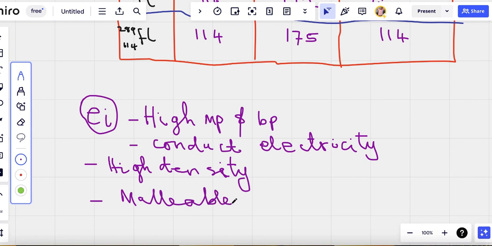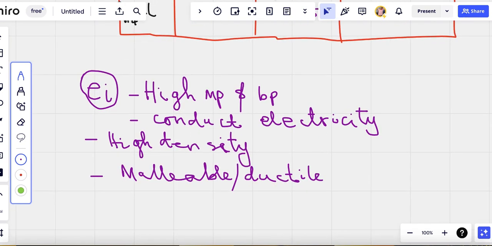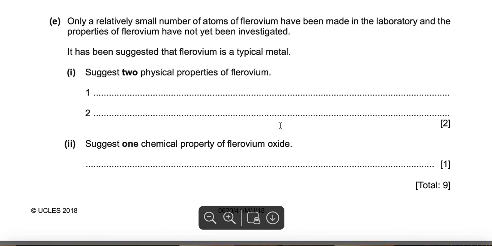Malleability is the ability of it to be beaten into different shapes. Okay? And ductility is the ability of the metal to be drawn into wire. It is also ductile. So you also give this. It's shiny, it's sonorous, all these are properties of metal. It is very hard and so on. They ask for 2 because it's just 2 marks. For 2 marks, you just give 2 points and you move on.